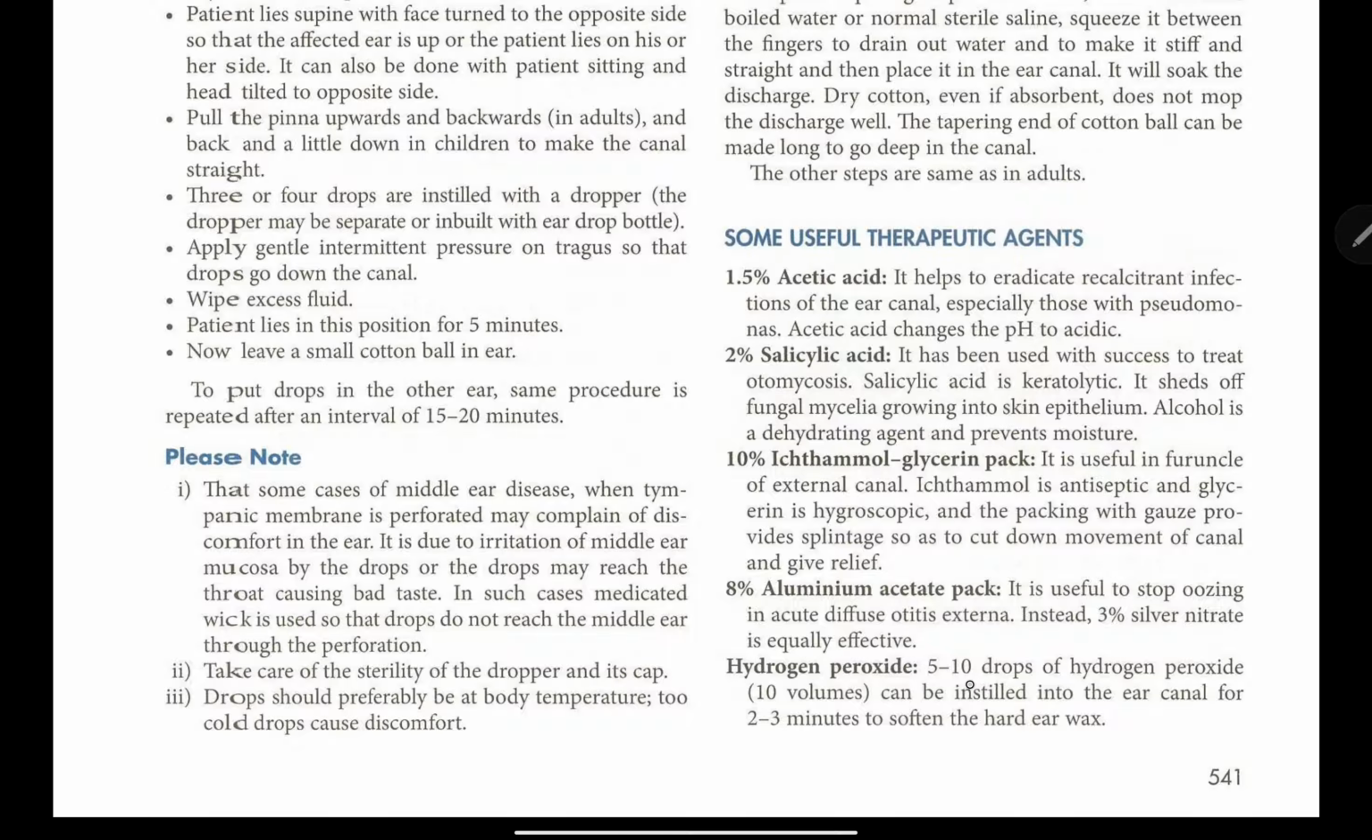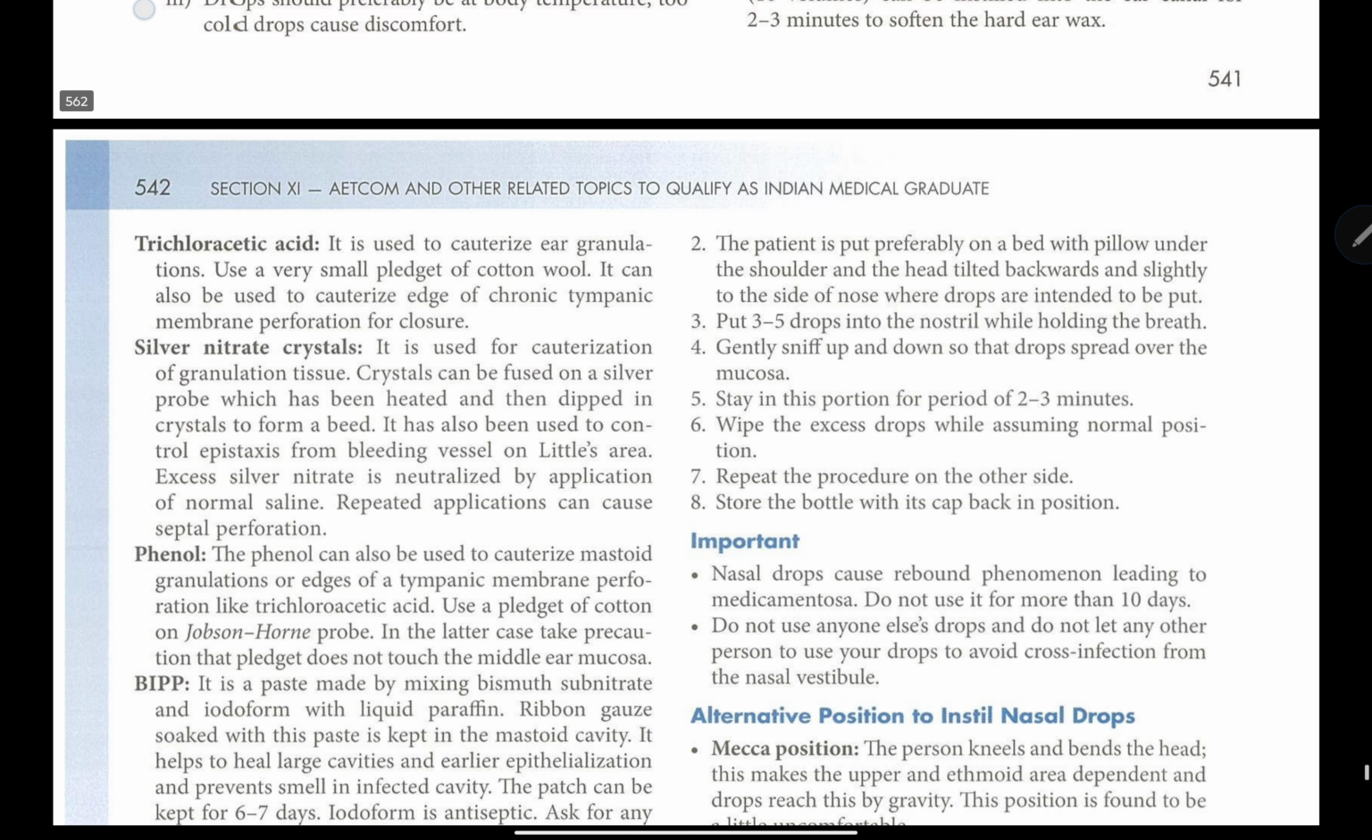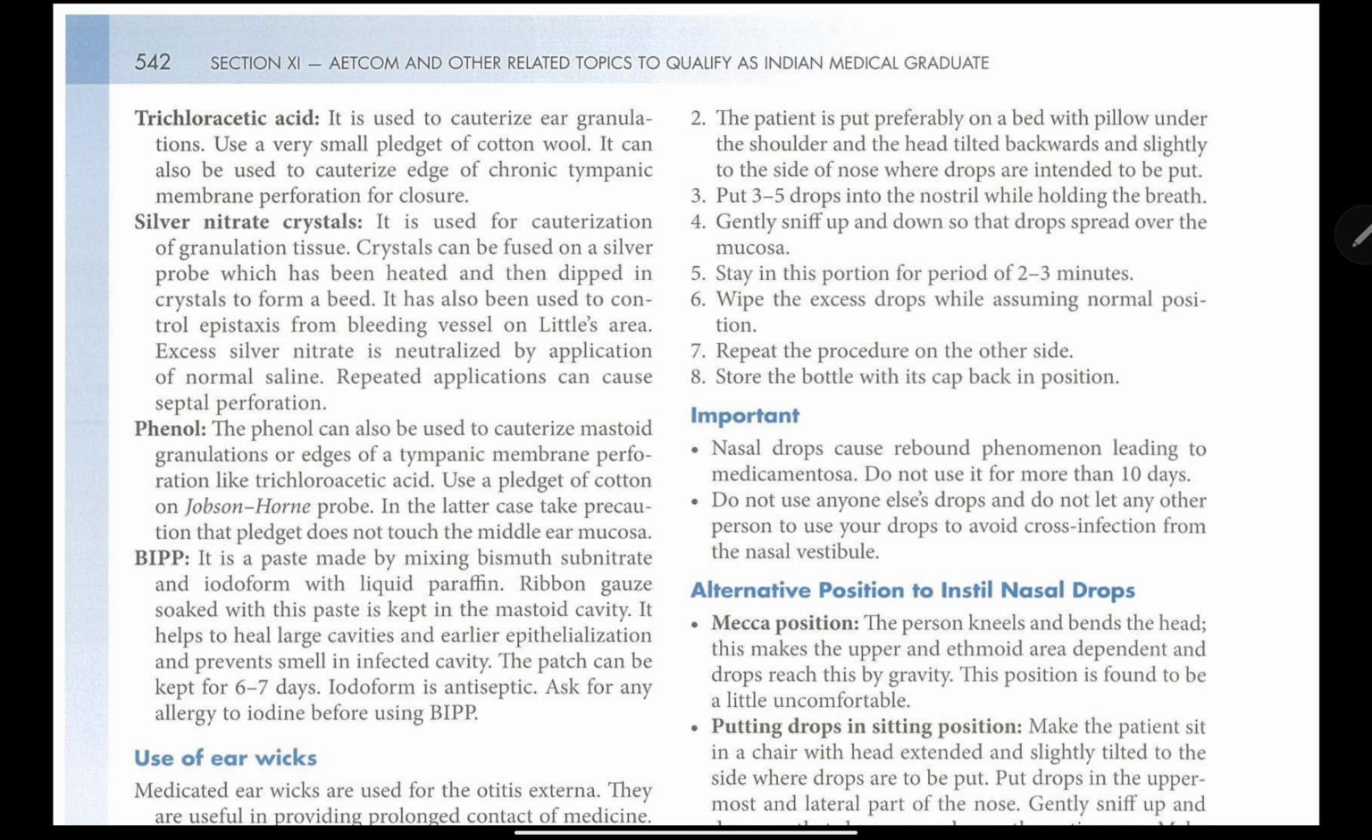Hydrogen peroxide. 5 to 10 drops of hydrogen peroxide, 10 volumes, can be instilled into the ear canal for 2 to 3 minutes to soften the hard wax. Trichloroacetic acid. It is used to cauterize ear granulations. Use a very small pledget of cotton wool. It can be used to cauterize edge of chronic tympanic membrane perforation for closure.